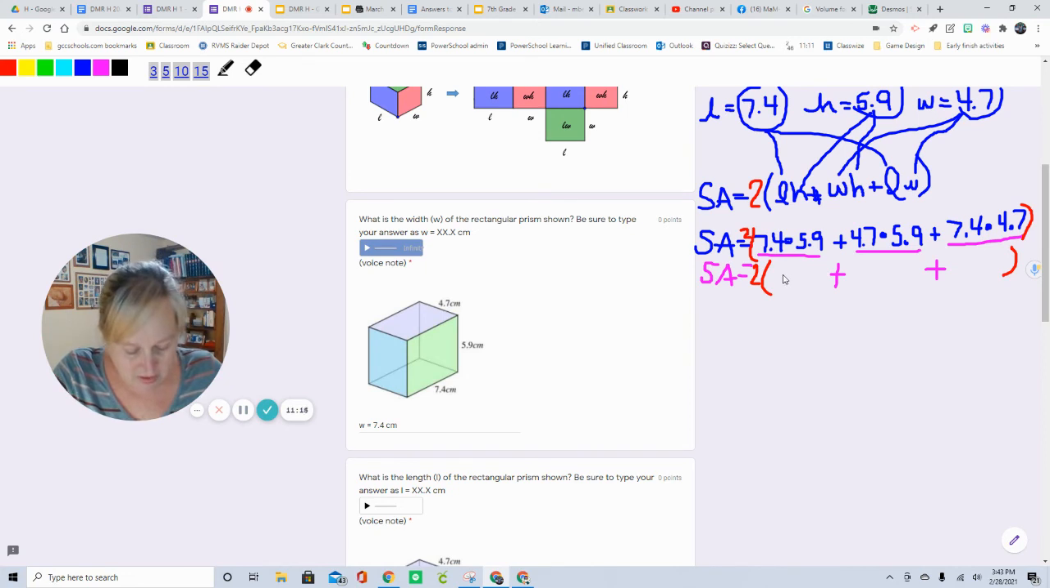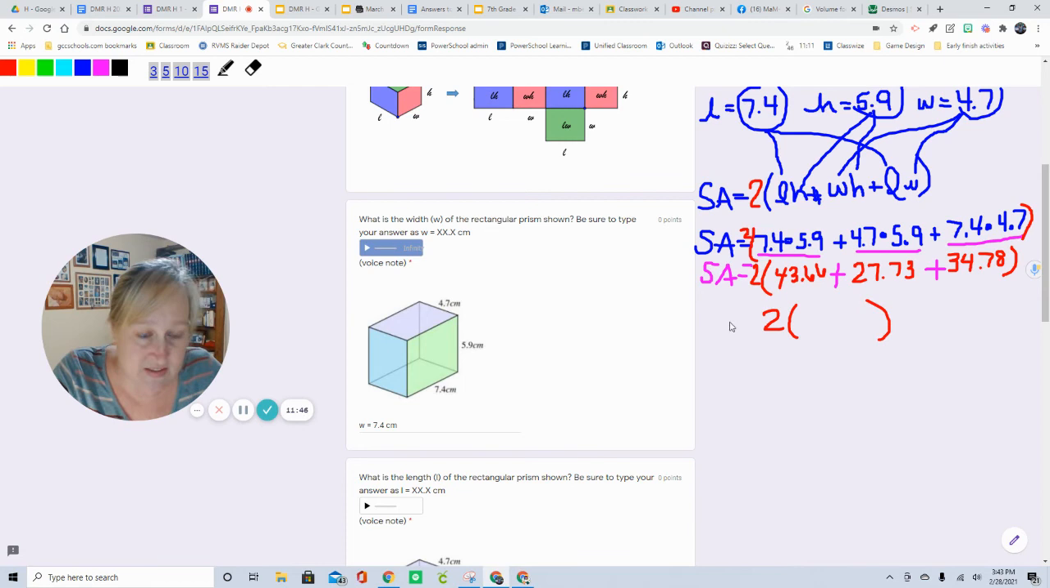So I've used my calculator and I have multiplied the 7.4 times 5.9 and I got 43.66 and I got 27.73 and I got 34.78. Due to order of operations, the next thing I need to do is add all of these together, still bringing down my 2, and I'm putting the answer to all of this inside of here. So use your calculators, solve that on your desks, and then come back here and check to see if you're right.